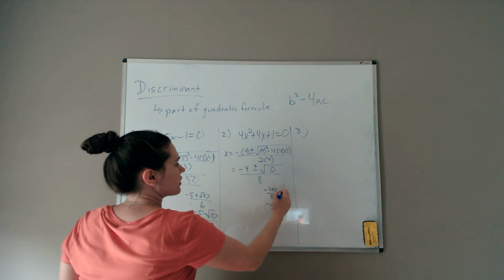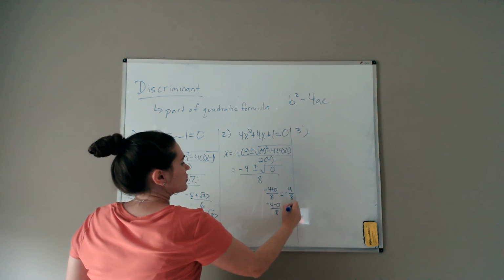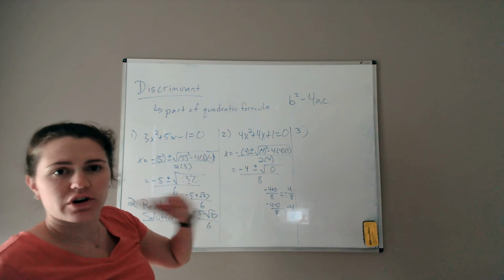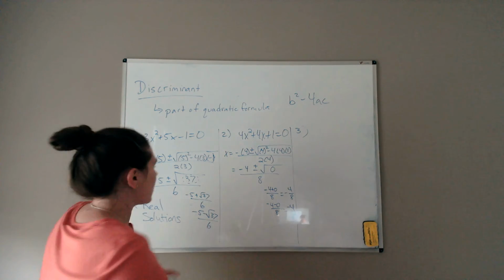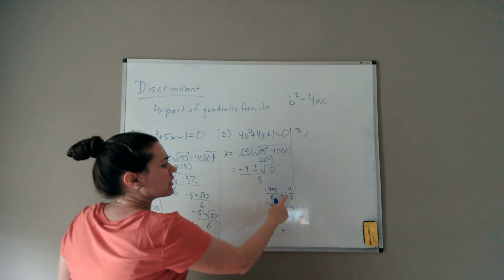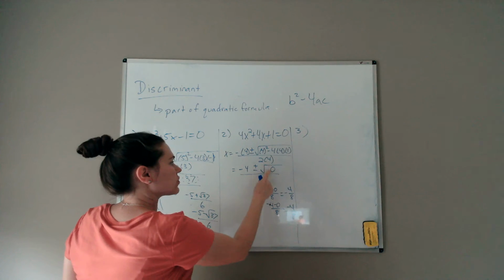Negative 4 plus 0 is just negative 4 over 8. Negative 4 minus 0 is still negative 4 over 8. You get the same answer twice, so you only get one unique answer. And it's real. This is not non-real. The only non-real is if you have a negative under the square root.